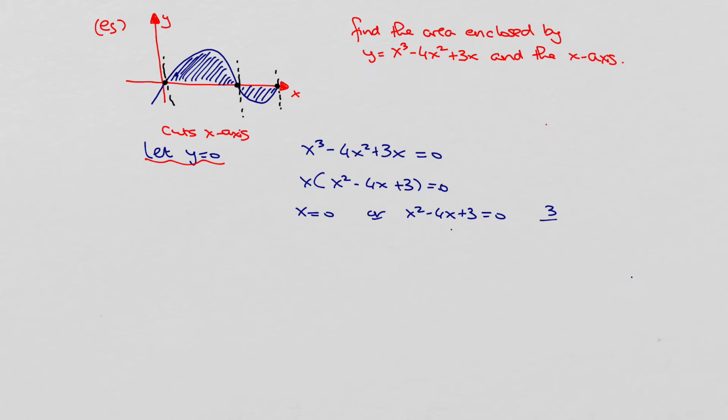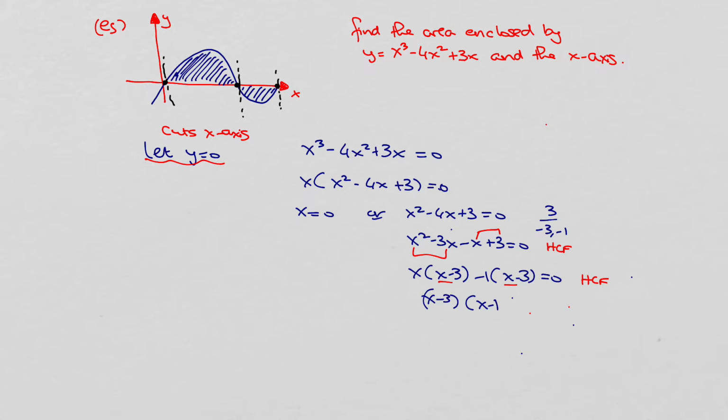So the factors that multiply to give you 3 and add to give you minus 4 must be minus 3 and minus 1. So we have x squared minus 3x minus x plus 3 equals 0. Taking out the highest common factor between the first two and the second two, we end up with x times (x minus 3) minus 1 times (x minus 3) equals 0. So again, taking out our highest common factor, x minus 3, leaves us with (x minus 3) times (x minus 1) equals 0.